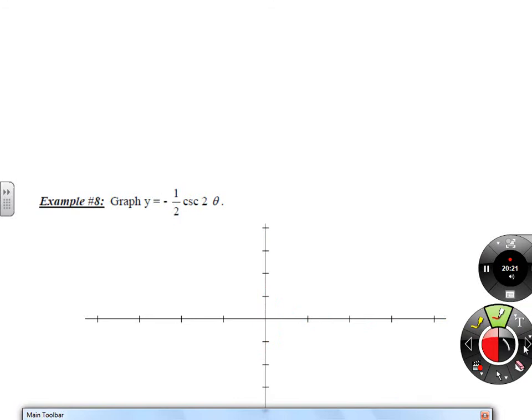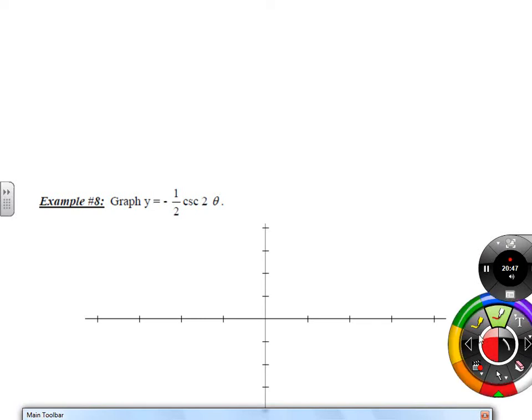All right. So the next one is y equals negative 1/2 cosecant of 2 theta. So this is a cosecant graph, but I'm not going to actually create a cosecant graph. What am I actually going to start with? The sine function. So I'm going to graph this as if this were the sine function and do all the things I normally would, and then at the end, I will transform it, okay?